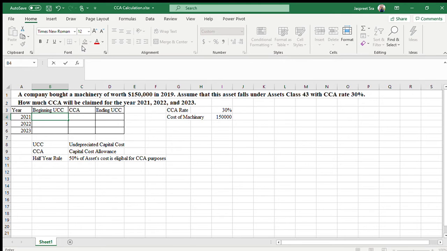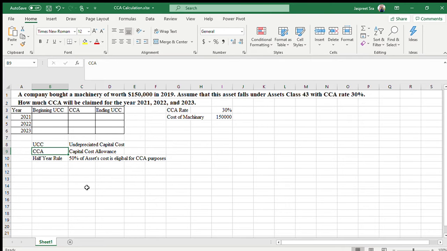Today we will do a question that will help you to compute CCA. So first of all, you should know what a CCA is. CCA is a capital cost allowance. I hope you know what depreciation is. So CCA is a depreciation for tax purposes.